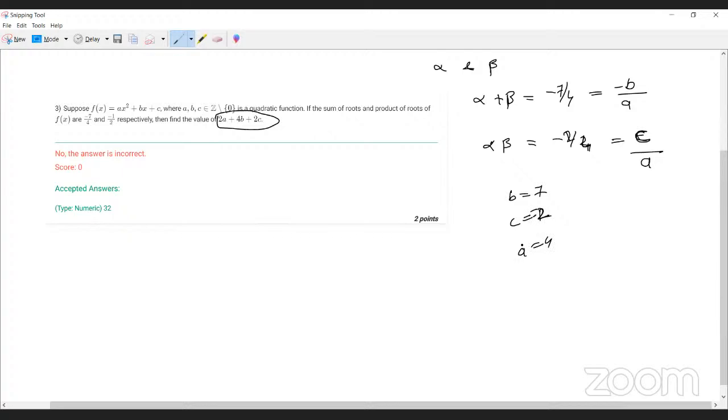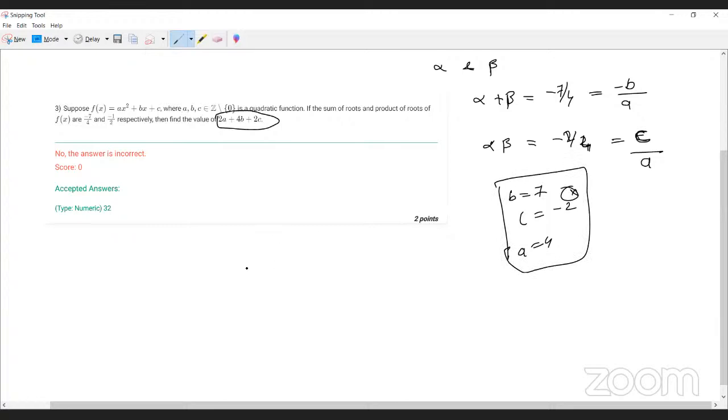I have solved this question by a different approach. It's x square minus alpha plus beta x plus alpha beta is equal to 0. And when we equate that equation with a, b, c, then we can find the correct values of a, b, and c. This is not the correct way to find out a, b, c.